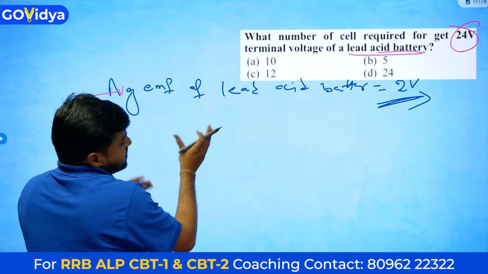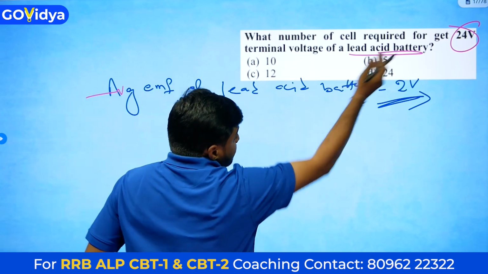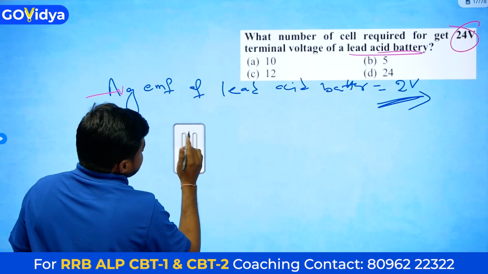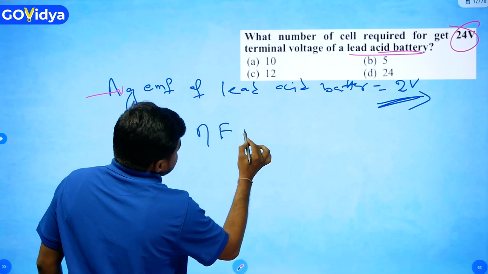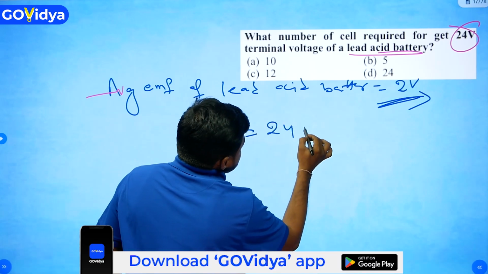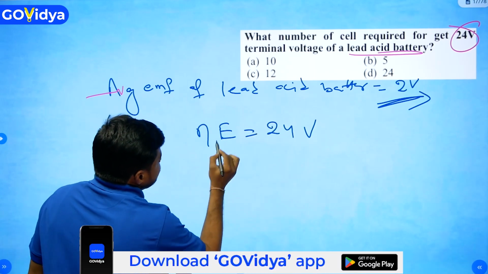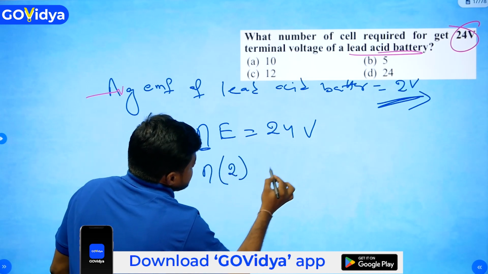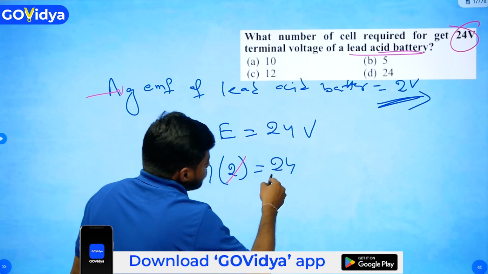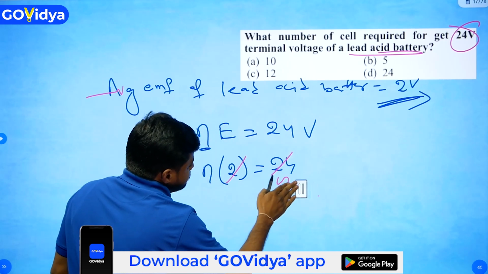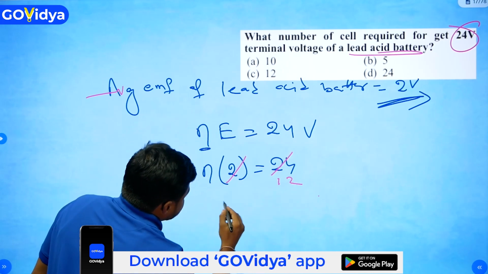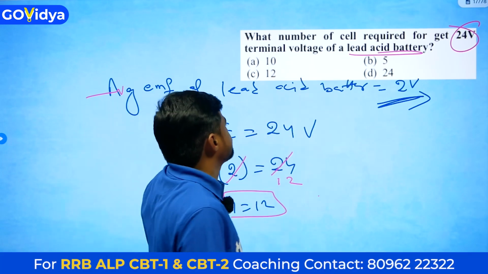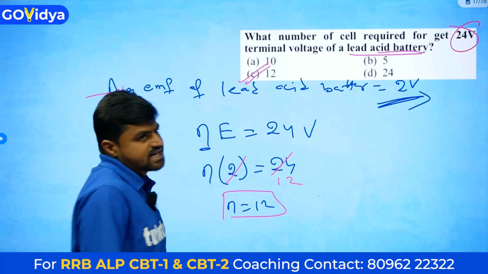Now we have to use these lead acid batteries to get 24 volts. We have one formula, N into E is equal to 24 volts. N, the number of cells, we have to find. Each cell is having 2 volts. N into 2 is equal to 24. 2 1 ja 2, 12 ja 12. N is equal to 12. 12 cells we have to use to get 24 volts. From the options, option C is the correct answer.